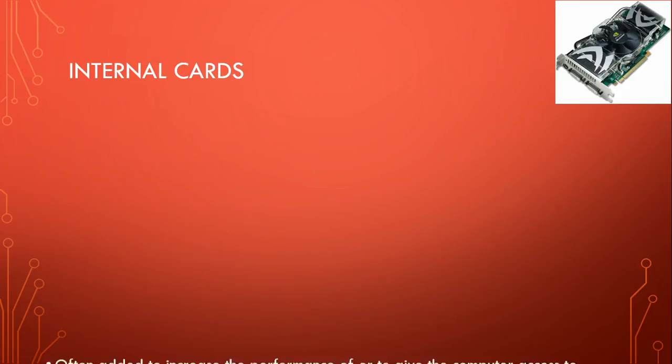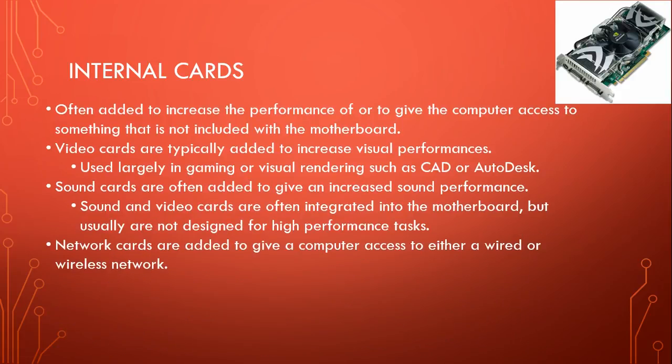Now, internal cards. These are often added to increase the performance of or to give the computer access to something that's not included with the motherboard. So, for example, video cards are typically added to increase visual performance. They're used largely in gaming or visual rendering for things such as CAD or Autodesk. Now, sound cards are often added to give an increased sound performance.